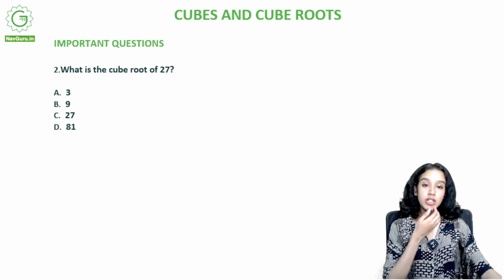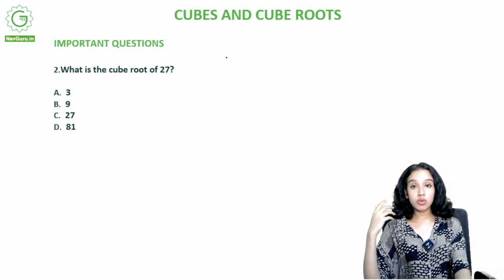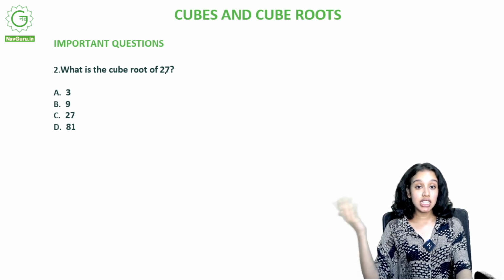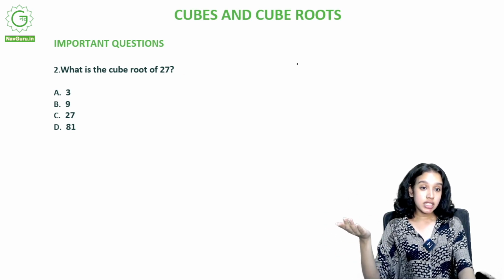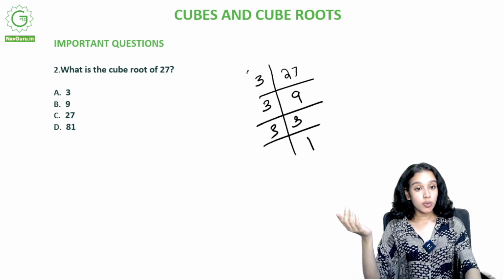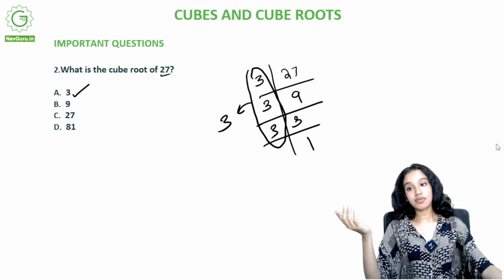Now, what is the cube root of 27? How do we find a cube root? First of all, we know that the cube root of 27 is 3 because 3 cubed is 27. But still, we'll find it using the prime factorization method. 3, 9, 3, 3, again 1. So we got a group of three 3's, and so it means that the cube root of 27 is 3.